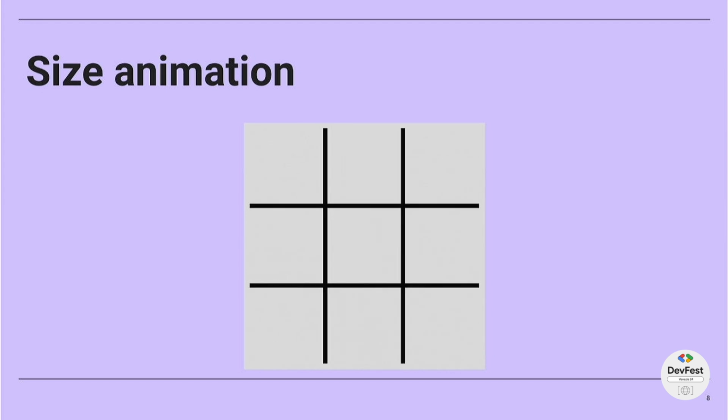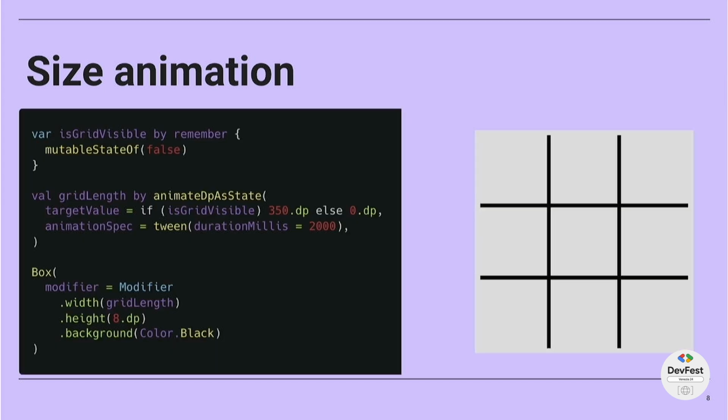Rectangles can have a size, a width and a height, and what we try to do now is to animate the height and the width of those rectangles. We have our state again, isGridVisible, which starts as false. Once we turn isGridVisible to true, we use gridLength, which is defined with the function animateDpAsState. Now, what this function does, it's called an animation, but in reality what it does is transition from one value to the other over a certain amount of time.